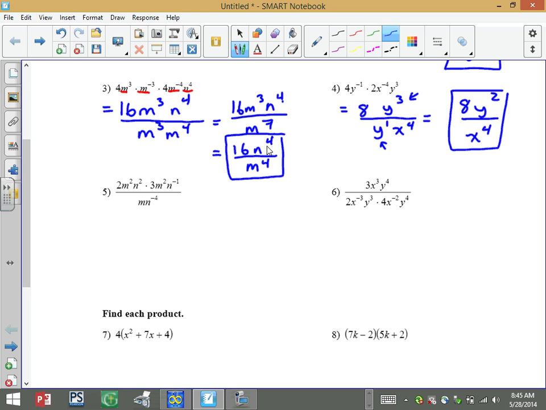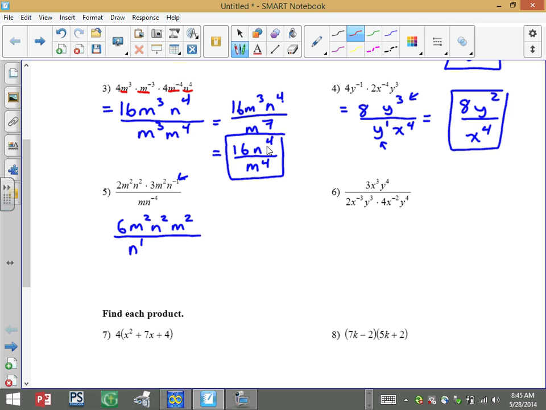Now where it gets a little bit more involved here. So first things first, 2 times 3 is 6. And then we keep that m to the second, m to the second. There's another m to the second. This n to the negative first, well, that's going to drop to the bottom, so n to the first.